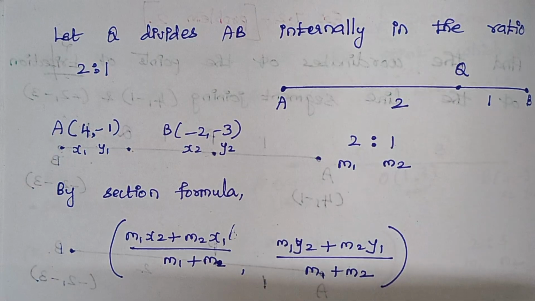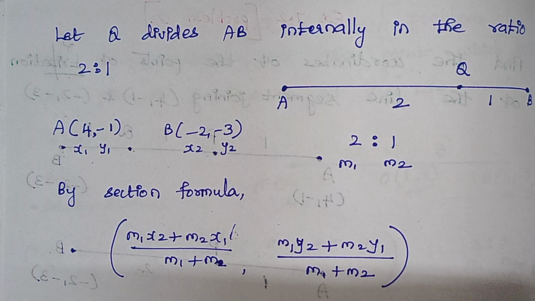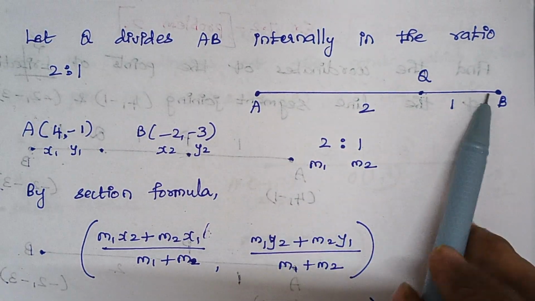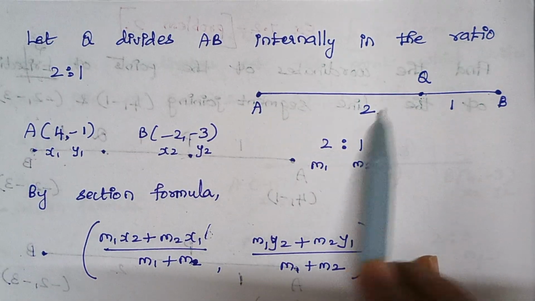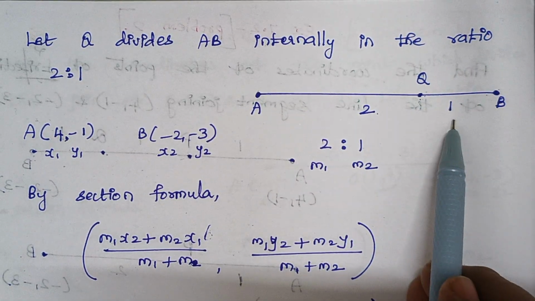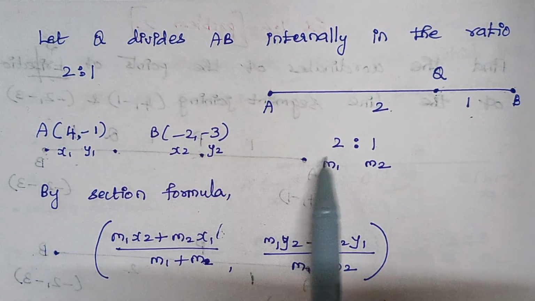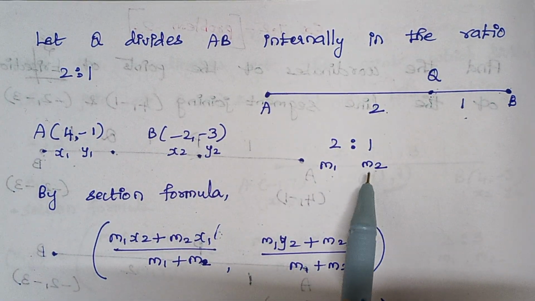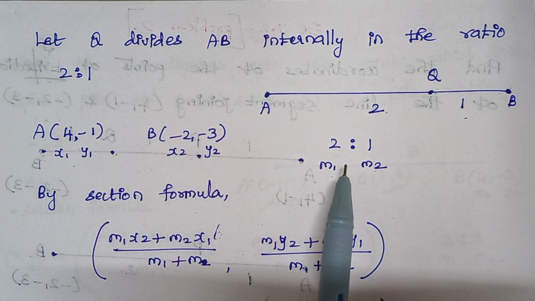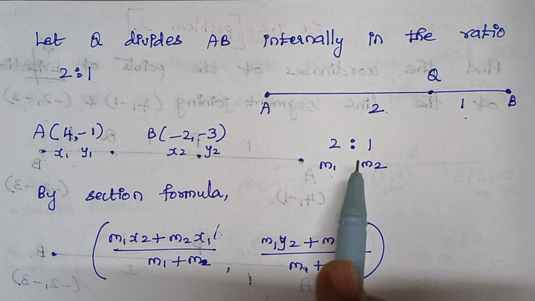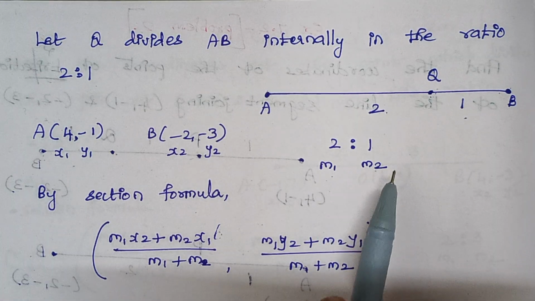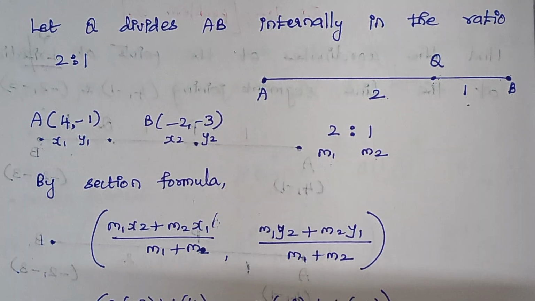Now we are considering the point Q. How does this point Q divide AB? That is, AQ is 2 and QB is 1. Now again the same thing, AB, and the ratio m1:m2 varies here. In the previous case it is 1:2 and here it is 2:1. Now we are going to substitute the values.